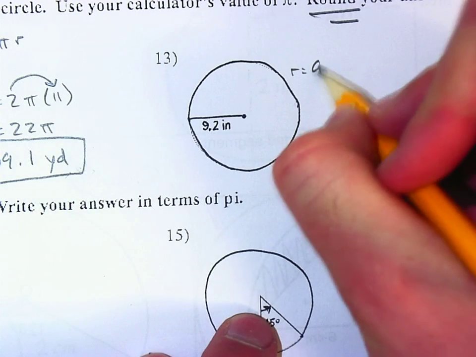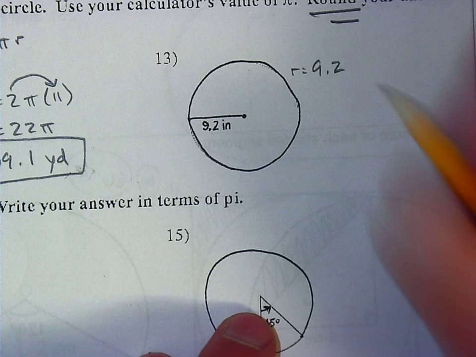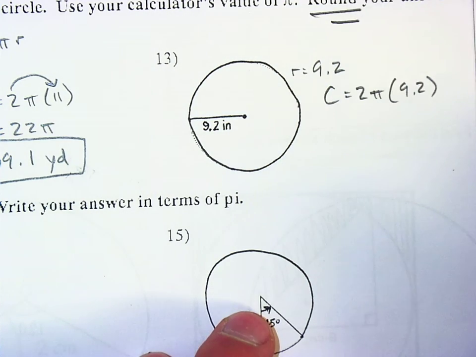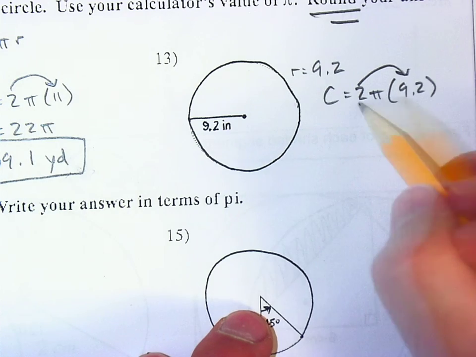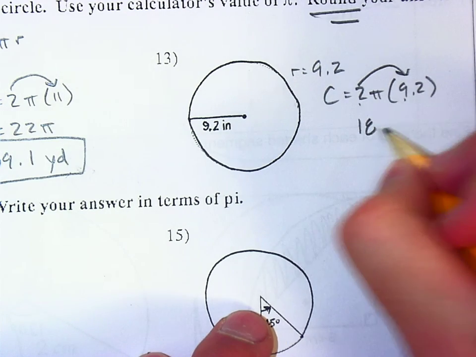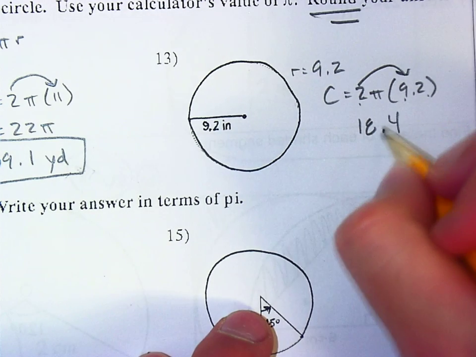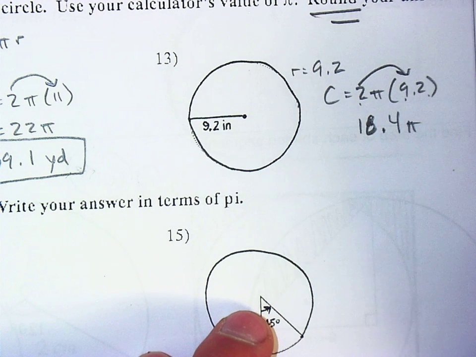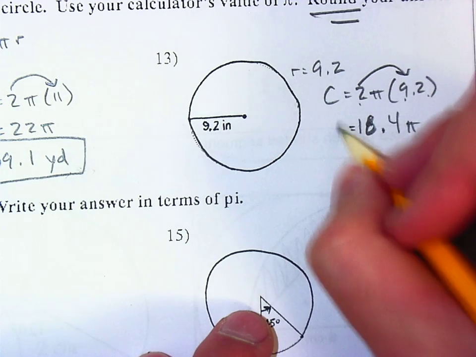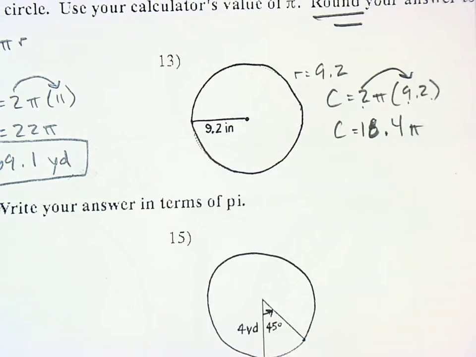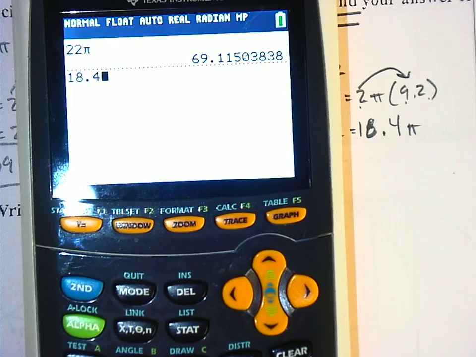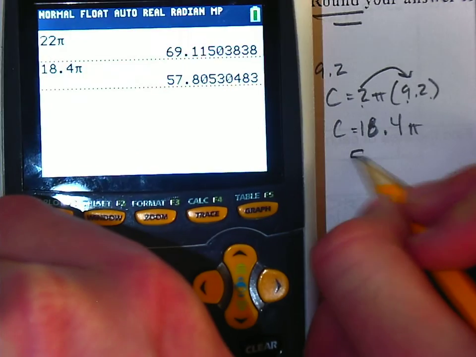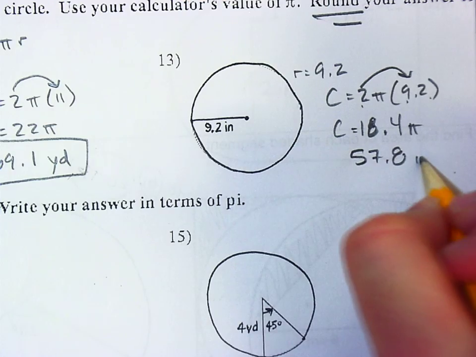Over here, r would be 9.2. So circumference would be 2 times pi times 9.2. And I actually can do that in my head. 2 times 9 is 18, and then 2 times 2 is 4, so 18.4 pi. But if you couldn't, you could just type it into your calculator. That's fine. So circumference is going to equal 18.4 times pi, which is 57.8 inches.